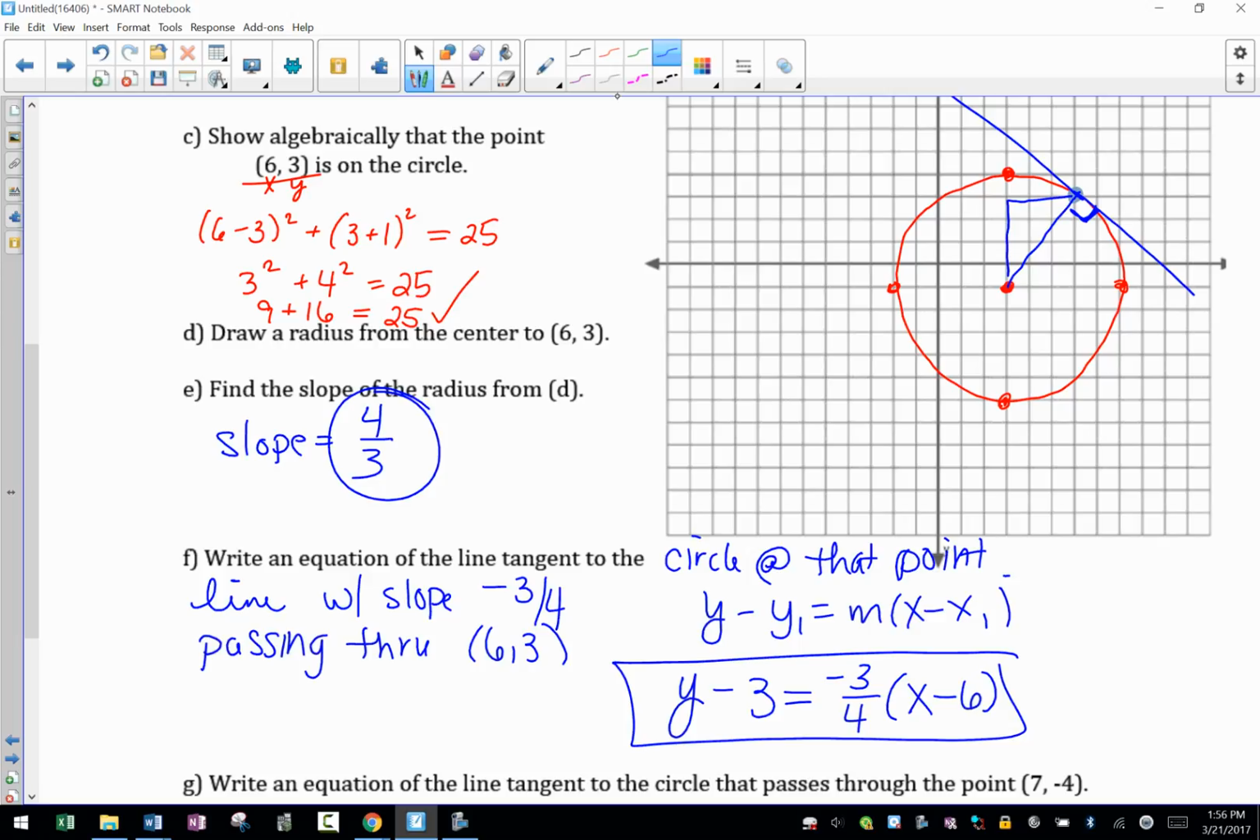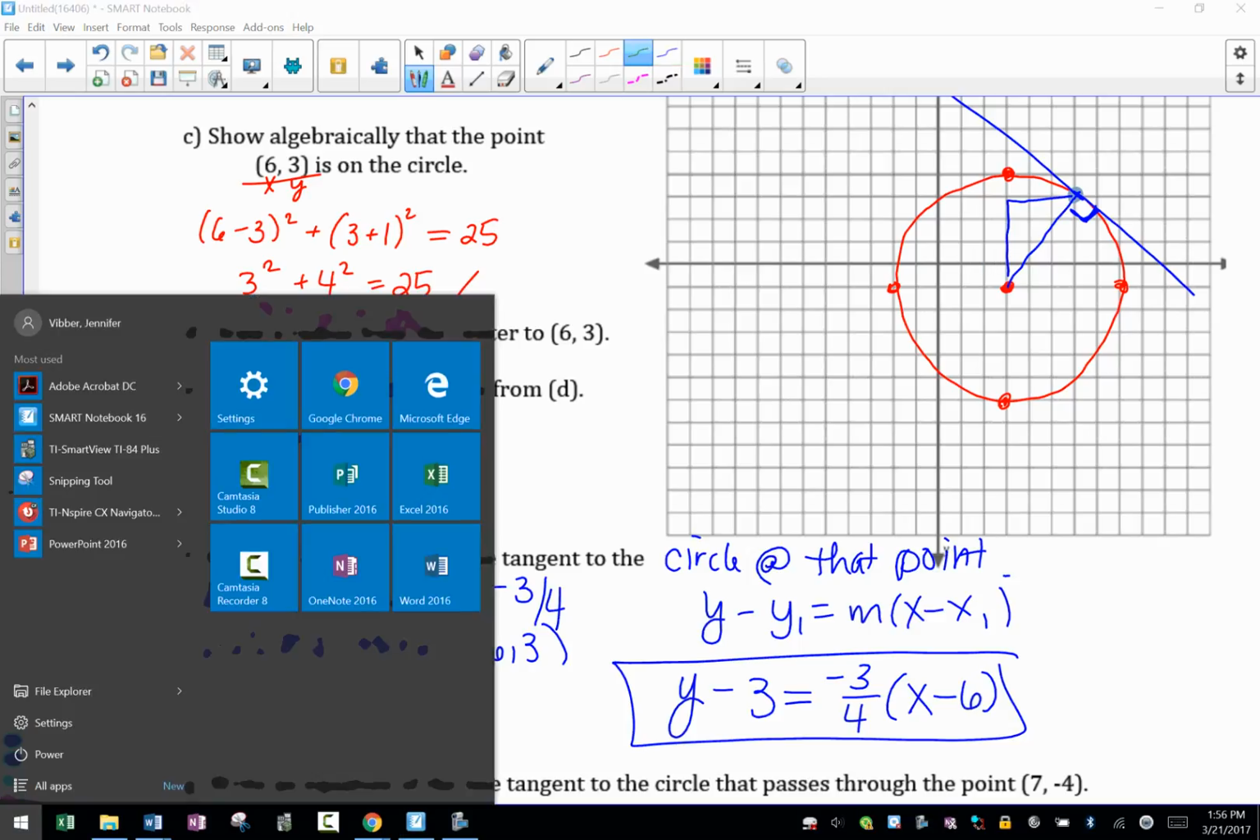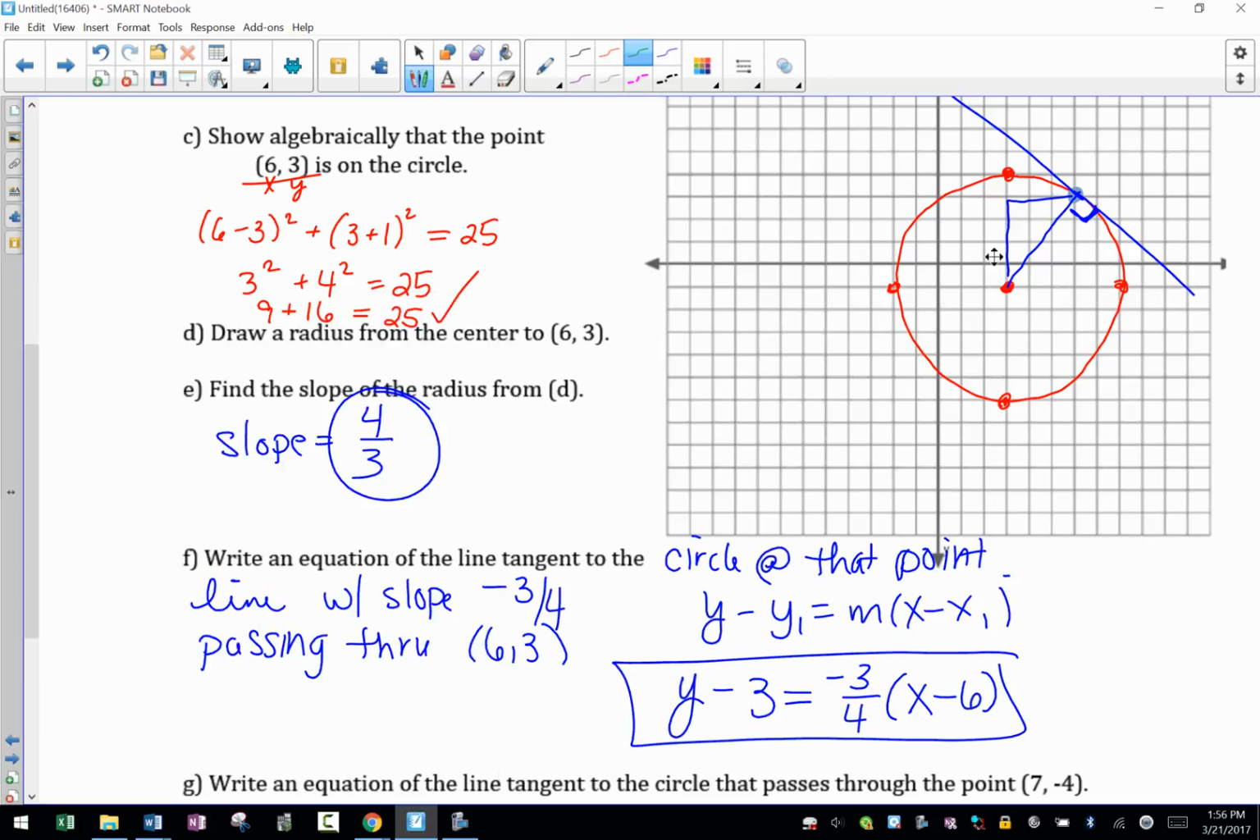So let's do it one more time. So what if I wanted a tangent line that passes through (7, -4)? 1, 2, 1, 2, 3, 4, 5, 6, 7. 1, 2, 3, 4. Okay, so if I want to make the tangent line, I first need to make a radius and then draw a tangent so that I get a right angle here. The only way I get a right angle is perpendicular. The only way I get perpendicular is with opposite reciprocal slopes. So I've got to find the slope of this segment.